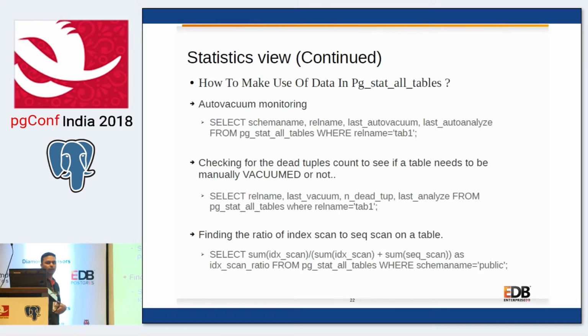And similarly, you can do autovacuum monitoring also. This view also stores some autovacuum related information, like when the table was last vacuumed. Similarly, the count of dead tuples, live tuples, and so on can also be found just by querying this view. And if you want to know the ratio of index scans to sequential scans on a table, you can find that by querying this view too. Normally, if it is a large table, it should prefer index scans. If that is not happening, then there is something wrong with the table.